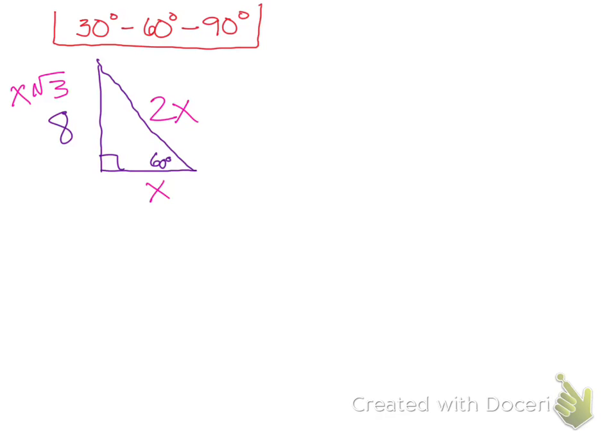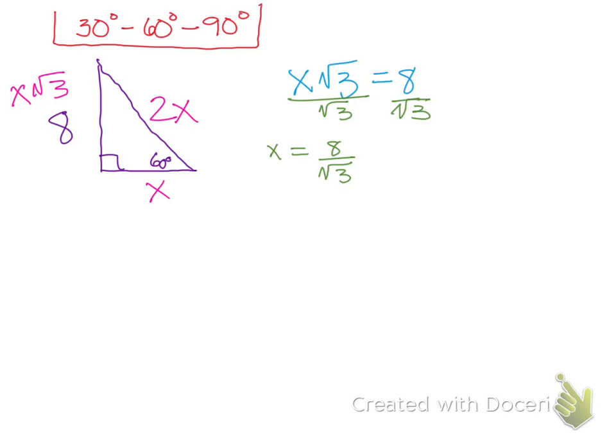Alright, make an equation with the given side. I'm given 8, that's x root 3, so put an equal sign between. x root 3 equals 8. Alright, now I have to solve for x. To get x by itself, I divide both sides by the square root of 3. So I get x equals 8 over square root of 3.